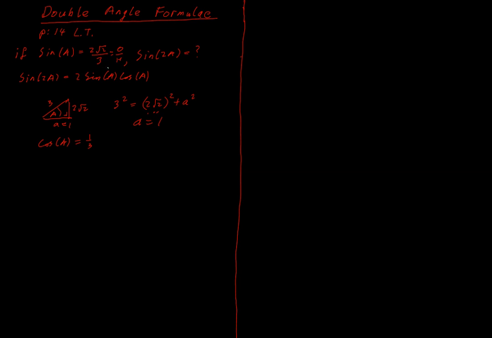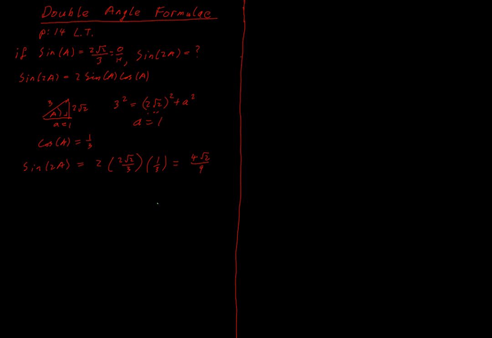So I now know the pieces of information I need for substituting into my formula for sine 2A. Sine 2A is equal to 2 times sine A, which is given to us as 2 root 2 all over 3, times cos of A, which is a third. So we multiply that out and we get 4 root 2 all over 9. And that's the job done.